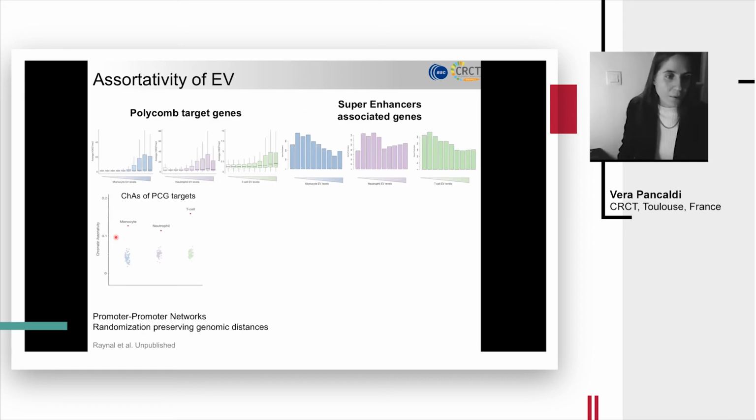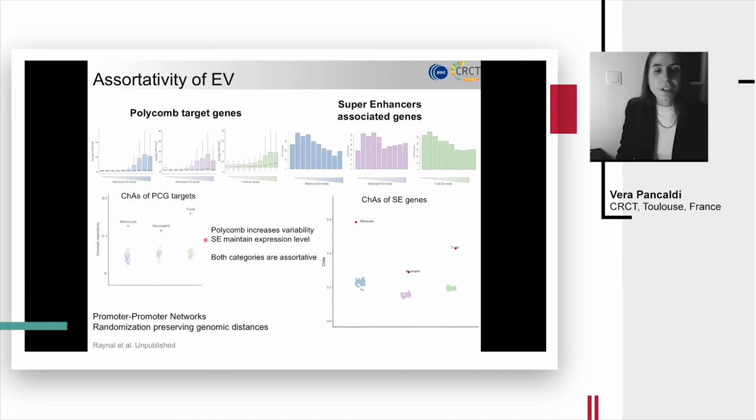And obviously, we were looking at chromatin assortativity of the expression variability, and we see that expression variability is also assortative in the 3 types of cells that we looked at here. Even more so, the genes that are associated to super enhancers are assortative in the 3 cell types. And so basically, we think that Polycomb and super enhancers are 2 opposite forces that can shape the amount of variability in gene expression. But both of these categories of genes, either the very variable or the very stable, are assortative. And this could basically create a global organization of the 3D genome.